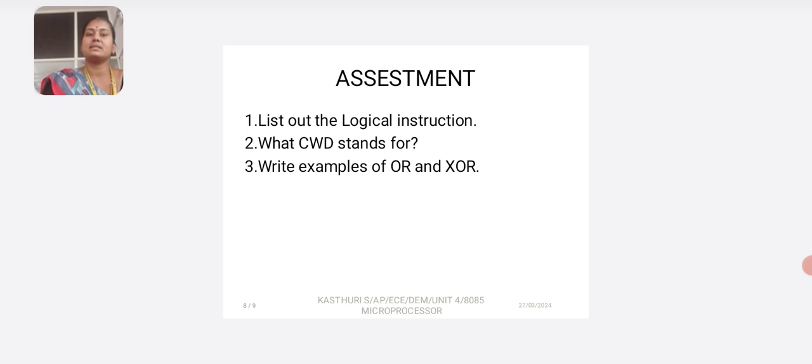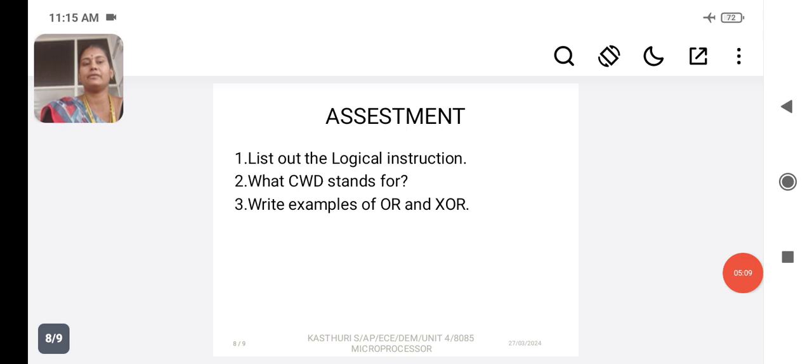What does CWD stand for? Convert word to double word. That is the expansion for CWD. Write examples of OR and XOR. We can write an example or we can write the truth table of the OR and XOR gates.